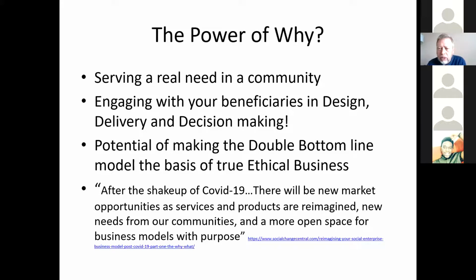I love this quote at the end here around COVID creating more space, open space for different forms of business model. My argument this morning to you all is that this double bottom line business model should be the basis of our discussions around ethical business. So now is the time to talk about ethical business and impact in communities. And now is the time we should be talking about social enterprise.